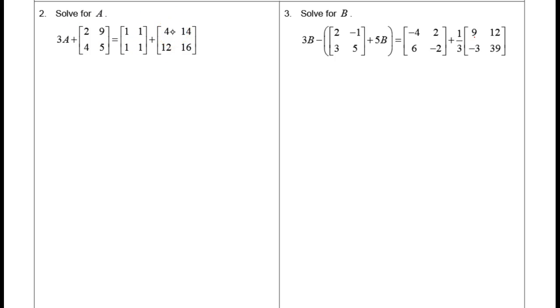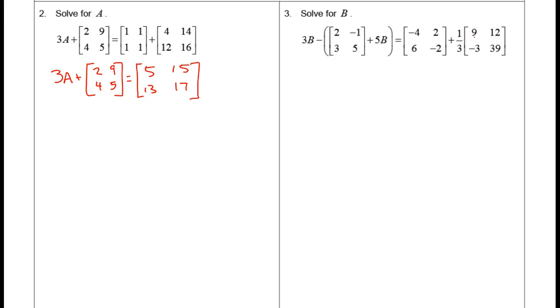So my approach to this is going to be just like it is for any time I'm solving an equation for some unknown. I'm going to try to isolate that unknown. My first step is going to be to simplify the right-hand side. So by simplifying the right-hand side, I'm going to add those two matrices. That's going to give me 5 here, 15, 13, and 17.